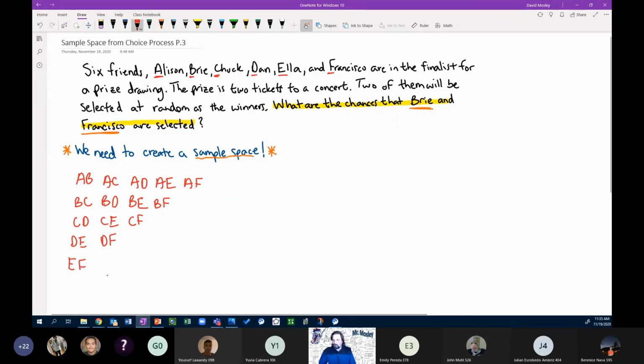I do this in this order because it does that kind of shrinking down in size. Each next row has one less thing than the previous row when I do it this way. So that's why I specifically write it this way when I create my sample space. I don't skip things this way. So then we have 1, 2, 3, 4, 5, 6, 7, 8, 9, 10, 11, 12, 13, 14, 15 equally likely outcomes.